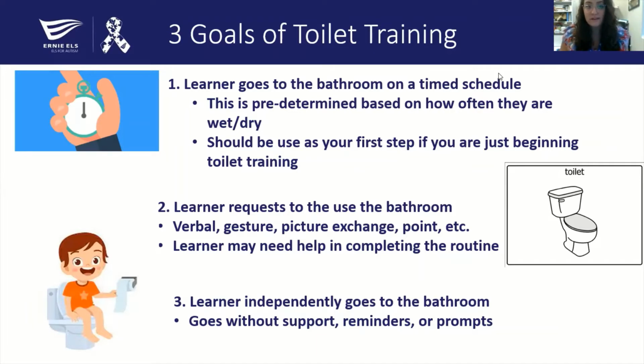This should be used as your first step when you're just beginning to start toilet training, using a timed schedule. That's step 1. Step 2 is the learner requesting to use the bathroom some way, whether it's gesturing to the bathroom, signaling on their body that they have to go, saying, I need to go potty, or using a picture exchange or a point. The learner may need help completing the routine, but they have asked and advocated to go, which is an incredible step to be at. And then our third step, the step that everybody wants to get to, is step 3, which is that a learner independently goes to the bathroom without prompts, reminders, or support. And that's how we want to get you there.